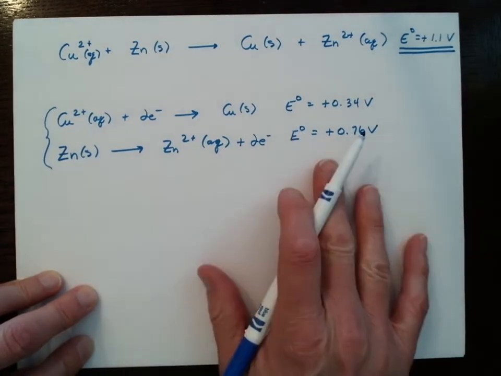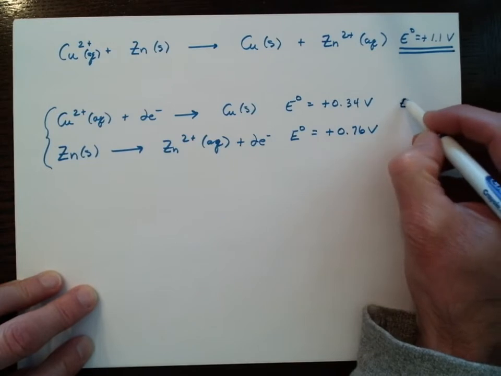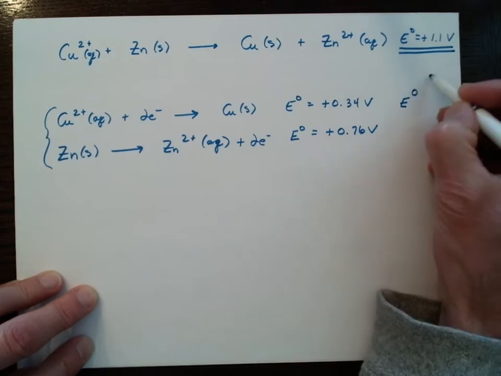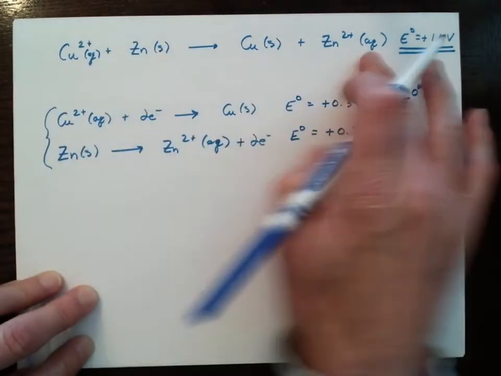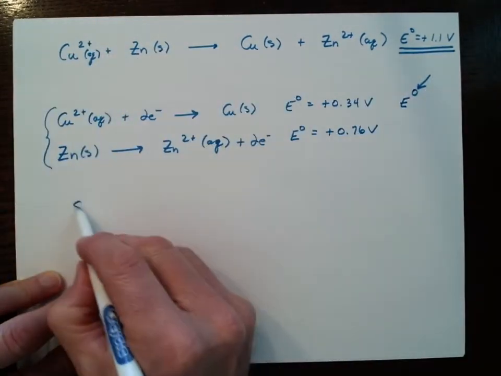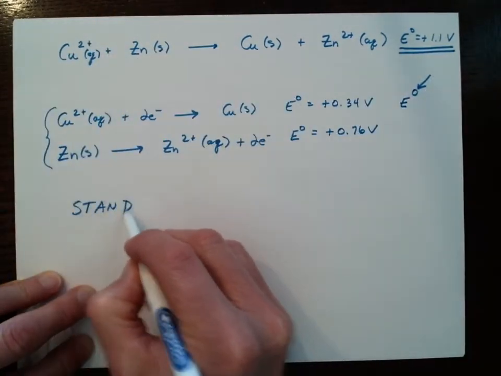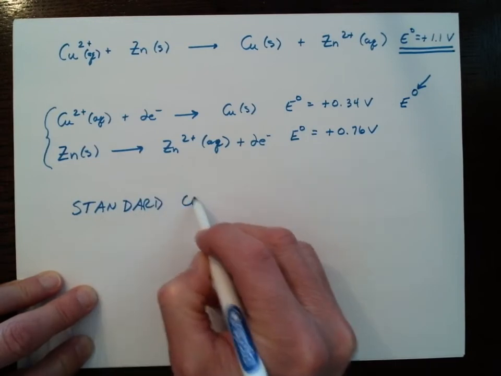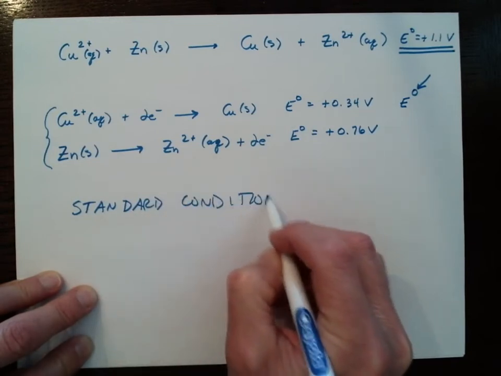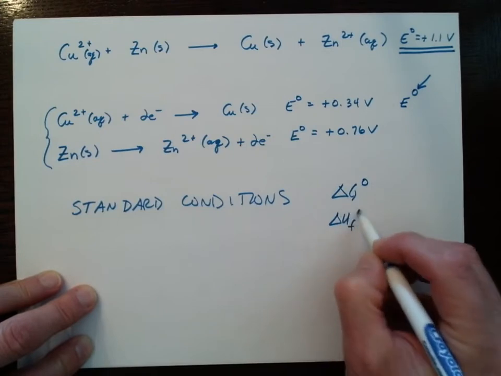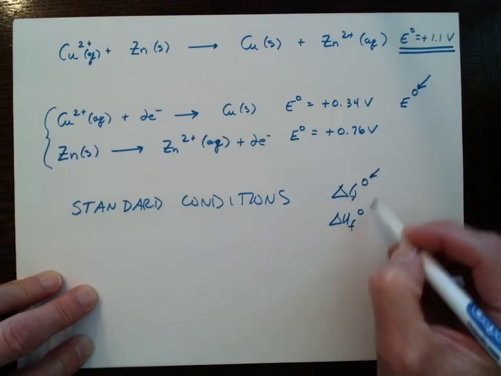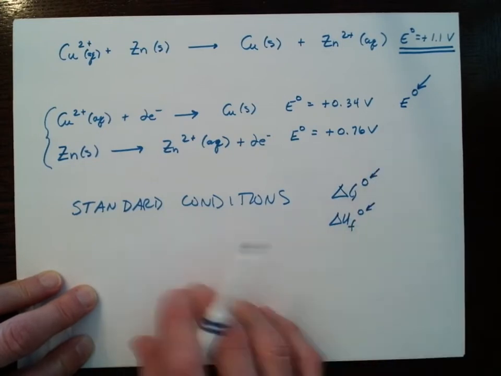We add these together and we get our cell potential. When we're doing this, you'll notice we write E0. What does that 0 mean? That 0 means that everything here is under what we call standard conditions. You've seen that symbolism before, like when we draw a delta G with the 0 or delta H formation with the 0. This thing up here, that means standard conditions.